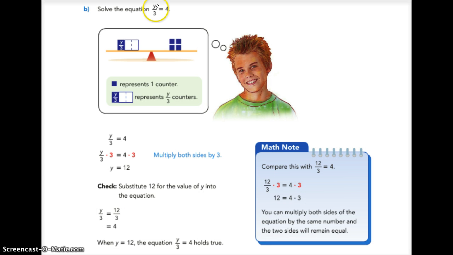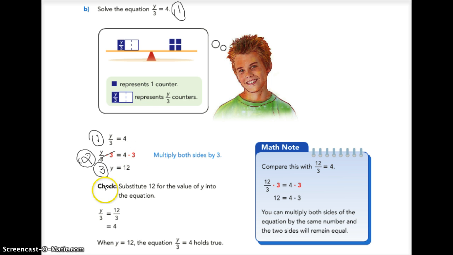If you're solving this equation, y divided by 3 equals 4, we know y divided by 3 is division. So we're going to do the opposite, which is multiplication. Look at what they do. You need to write this in your notebook. This is your first step. The opposite of division, the inverse, is multiplication. So they're multiplying both sides by 3 to get rid of this 3. Now y is by itself. And then 4 times 3 is 12.